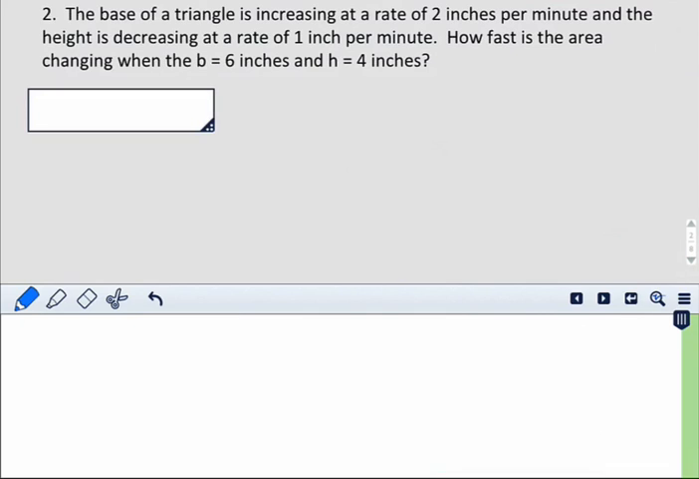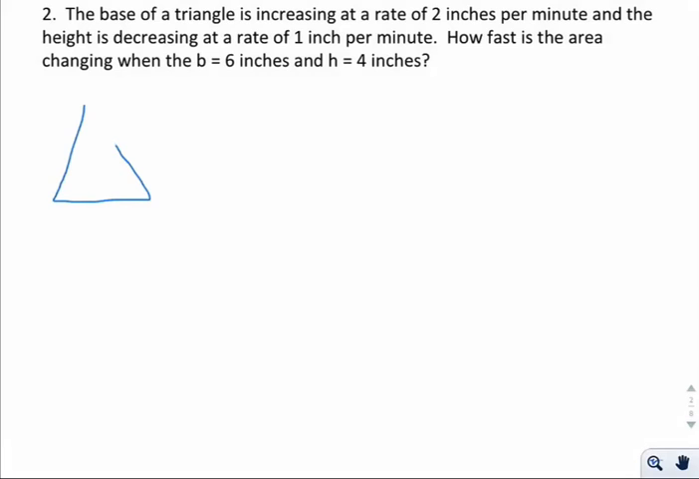All right, number 2, it says the base of a triangle is increasing at a rate of 2 inches per minute, and the height is decreasing at a rate of 1 inch per minute. How fast is the area changing when the base equals 6 inches and the height is 4 inches? So let's go ahead and draw our diagram. We have our triangle with a base and our height.